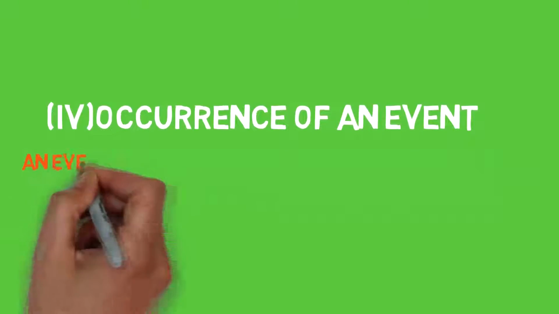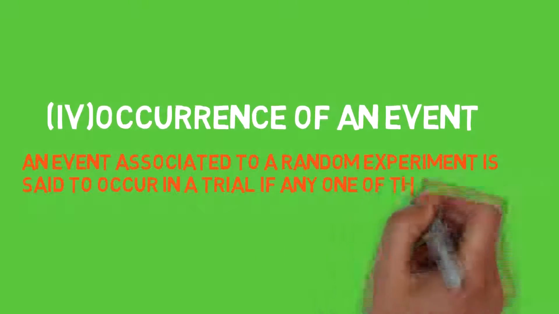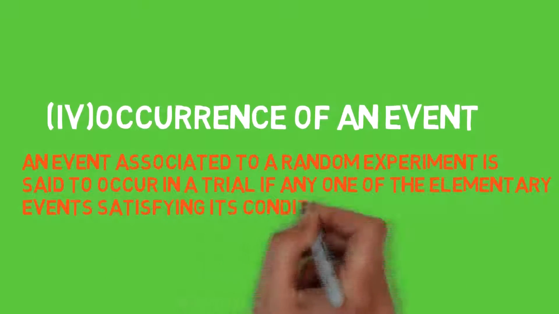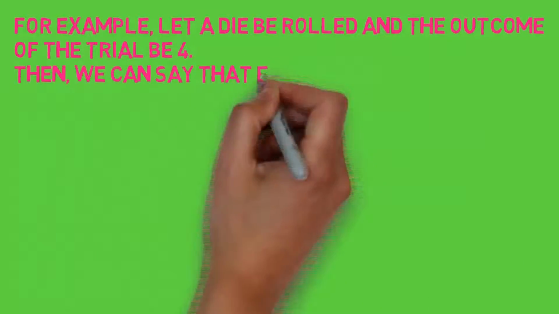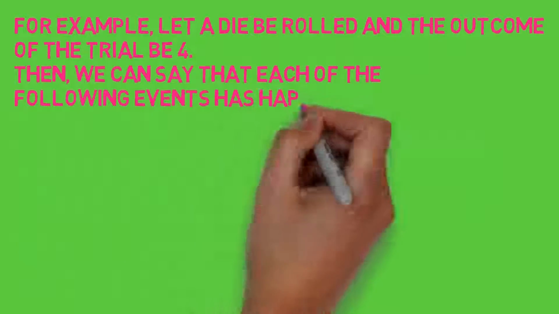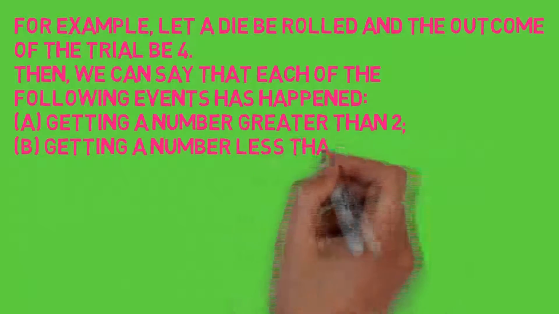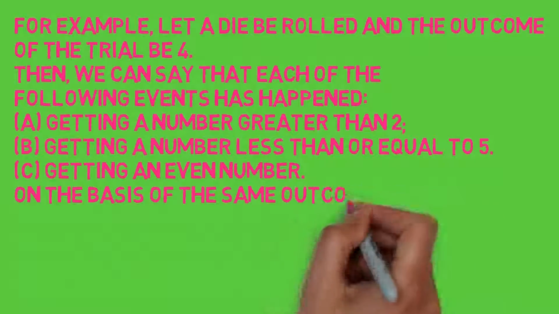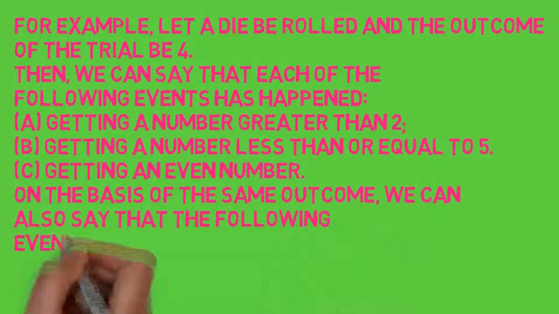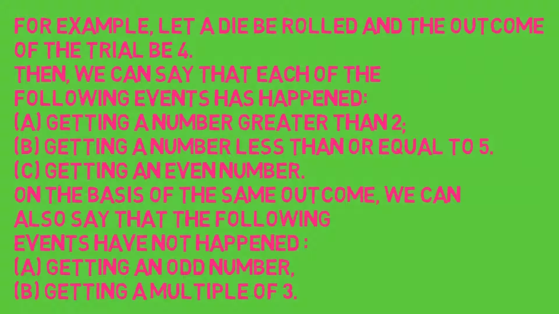Occurrence of an event. An event associated to a random experiment is said to occur in a trial if any one of the elementary events satisfying its conditions is an outcome. For example, let a die be rolled and the outcome of the trial be 4. Then we can say that each of the following events has happened. A. Getting a number greater than 2. B. Getting a number less than or equal to 5. C. Getting an even number. On the basis of the same outcome, we can also say that the following events have not happened. A. Getting an odd number. B. Getting a multiple of 3.